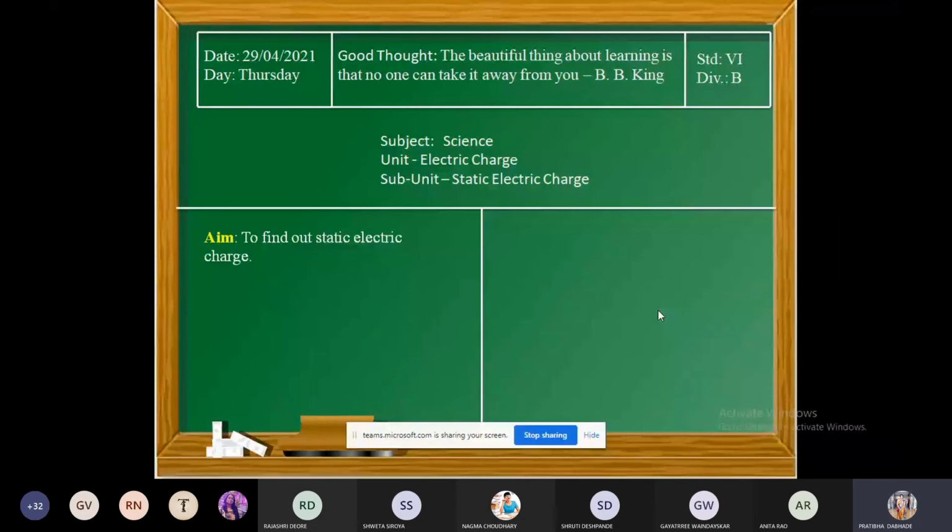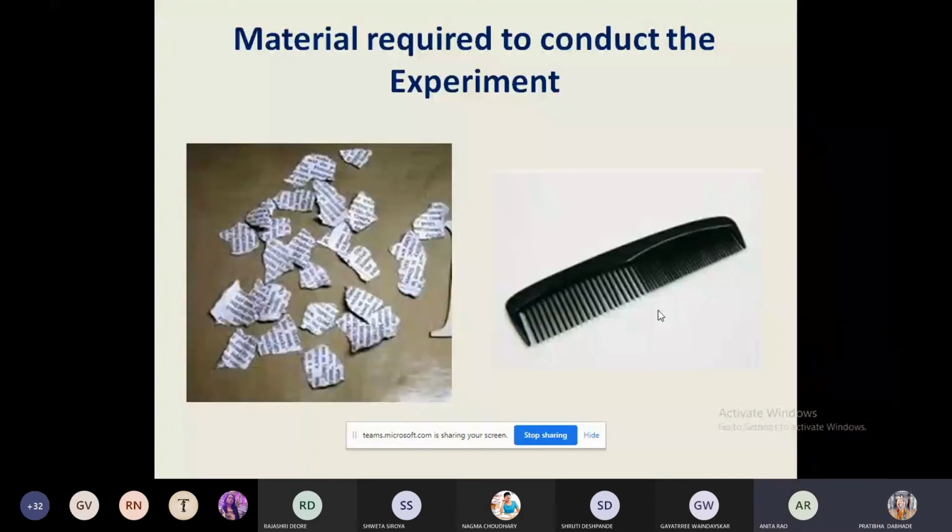You all know that to perform any kind of experiment, we need different apparatus and material. Now in the next slide, I'm going to display some images. Identify the images and tell me what you can observe in this picture. I see a comb and pieces of paper. Yes, you can see a comb and pieces of paper. So this is the material required to conduct today's experiment.